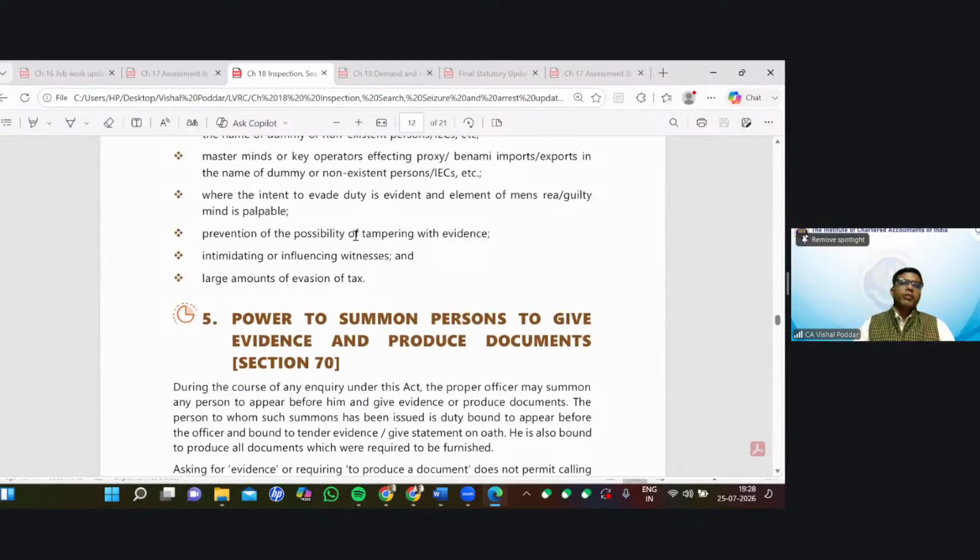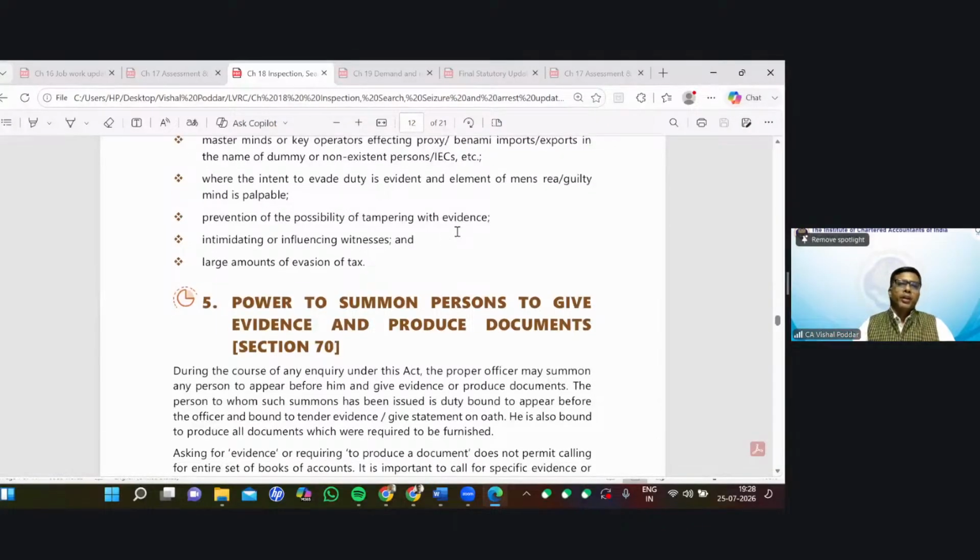Next is prevention of the possibility of tampering with evidence. Many times, the reason given for arresting is that if I do not arrest, the person is in such a position that the person may damage or dispose of the necessary evidence so that in future any action by the department may not be successful.